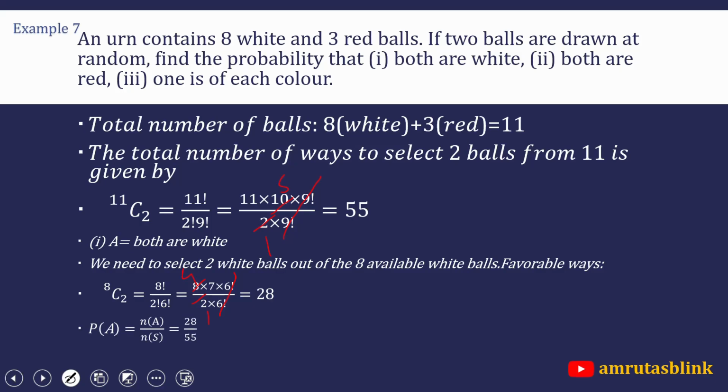Hence we can say that n of A is equal to 28. Now probability of this event, that is both are white, is equal to probability of A, which is equal to n of A upon n of S, which is equal to 28 upon 55.